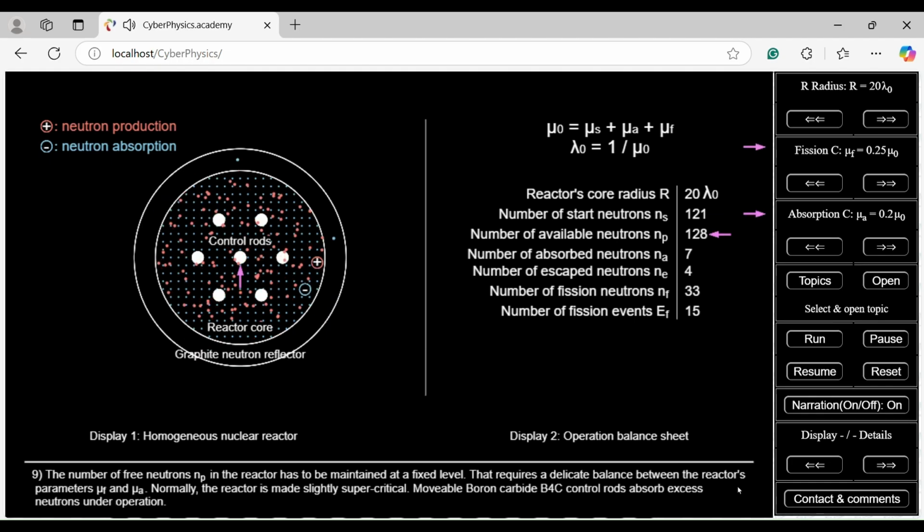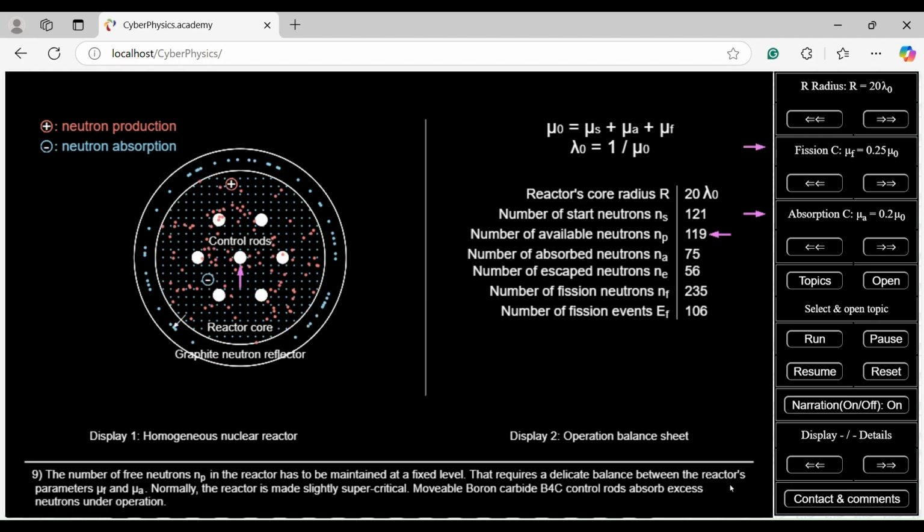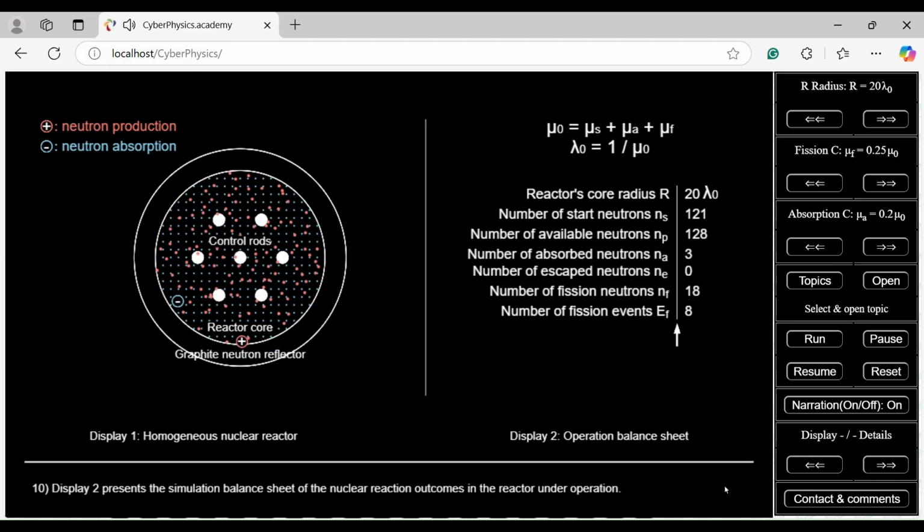The number of free neutrons in the reactor has to be maintained at a fixed level. That requires a delicate balance between the reactor's parameters. Normally, the reactor is made slightly supercritical. Movable boron carbide control rods absorb excess neutrons under operation. Display 2 presents the simulation balance sheet of the nuclear reaction outcomes in the reactor under operation.